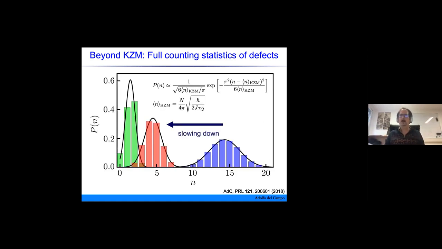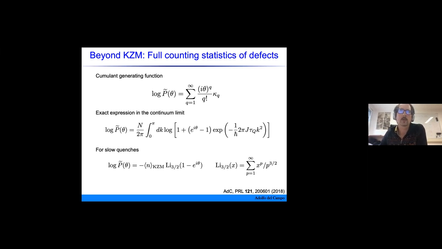You may want to do better, and given that you know exactly what the characteristic function is, you can introduce its logarithm, which is the cumulant generating function, and use the standard expansion to generate cumulants kappa q. Here q is an integer which goes from 1 to infinity, and the first cumulant is the density, the second cumulant is the variance, and so on. For the cumulant generating function, you can find a closed integral expression, in the center of the slide, in terms of the quench time tau Q. It turns out that when tau Q is long, near the adiabatic limit, where the Kibble-Zurek mechanism is expected to hold, this expression simplifies very much.